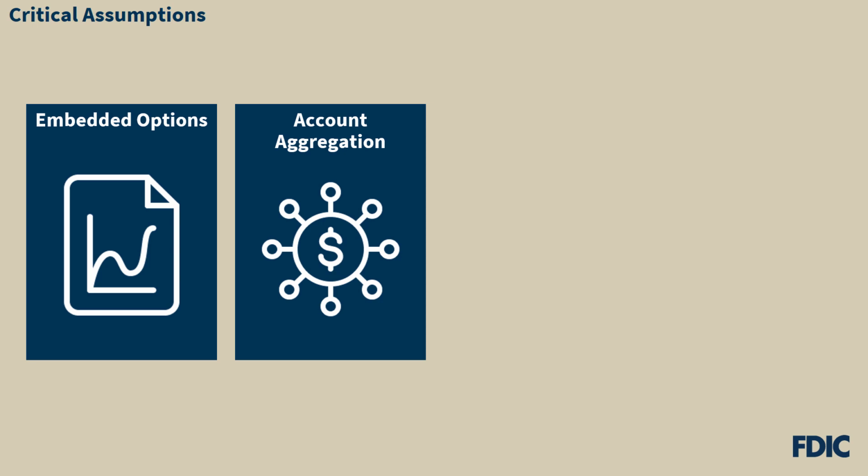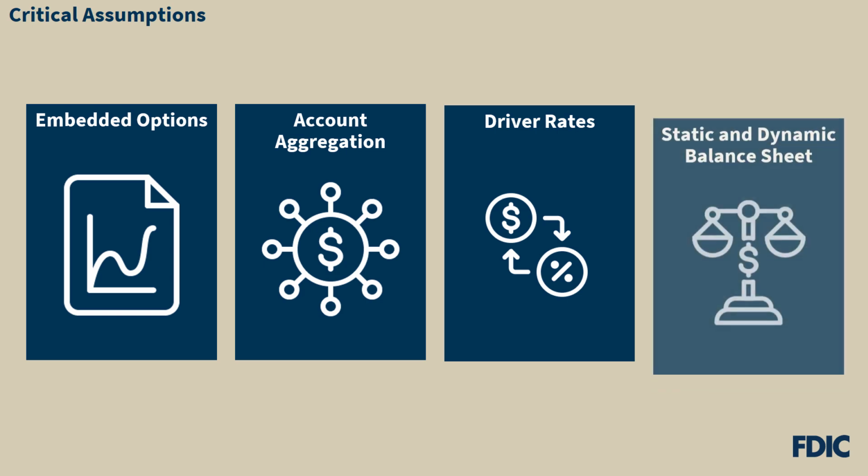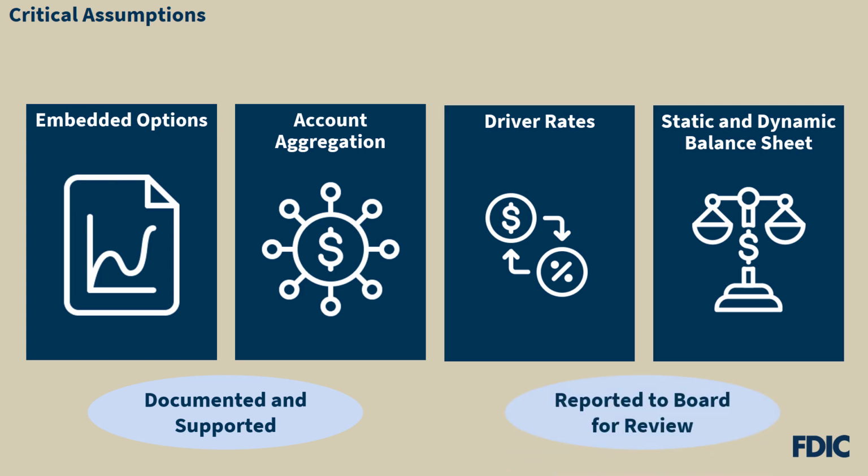This is an important consideration because each asset or liability has unique characteristics that affect cash flows differently. Management may consider driver rates, which capture the relationship between market rates and the pricing of bank products within the model, and zero balance sheet growth or static modeling versus dynamic modeling, which anticipates growth or other changes. Because of their importance, critical assumptions are typically documented and supported. In addition, a common practice is for management to report any changes to key assumptions and their impacts on model outputs to the board for review.